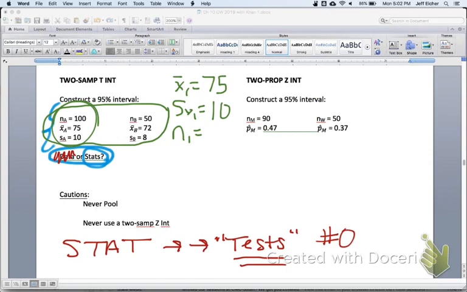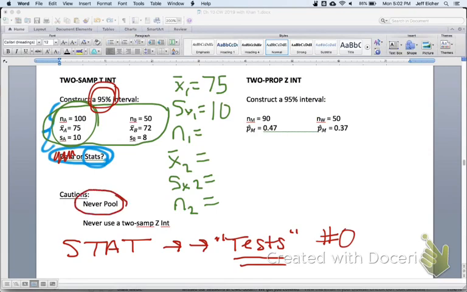And then repeat the same thing with the other x bar 2, sx2, and n2. So that would be x bar 2 is 72, sx2 is 8, and the sample size for the second group is 50. When you hit enter, it asks for the confidence level, and I've indicated right here it's a 95%. So 0.95. You gotta get the point in there, people. Get to the point. And then scroll down.